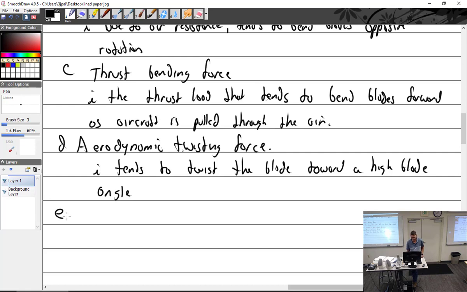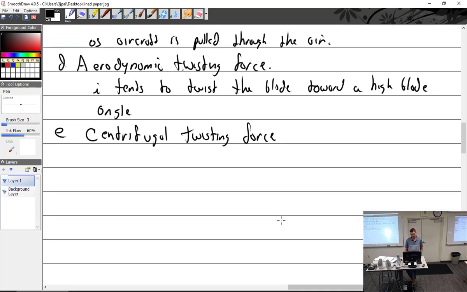And E, centrifugal twisting force. That's a lot to say, and we're going to talk a lot about it. So I'm just calling that CTF, centrifugal twisting force.